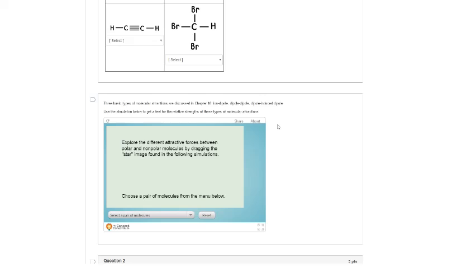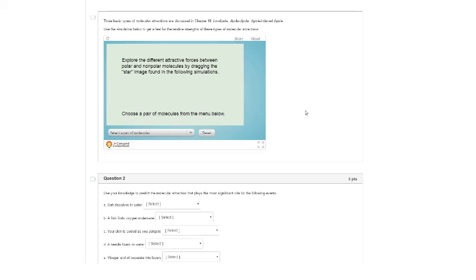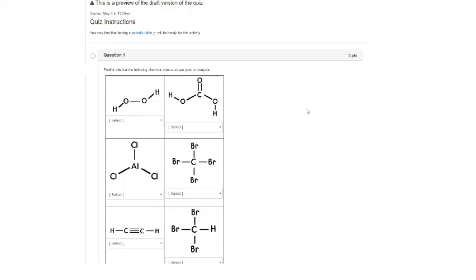And then you're going to get into what are called ion dipole, dipole-dipole, and dipole-induced dipole. So there's a lot of jargon here. It's really not that complex, but you need to read through it.